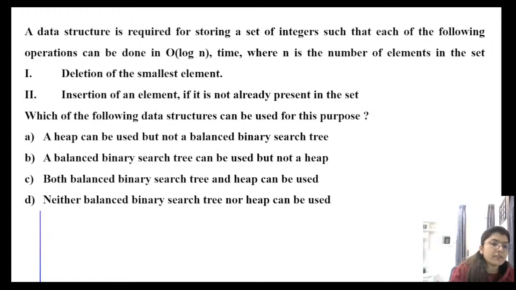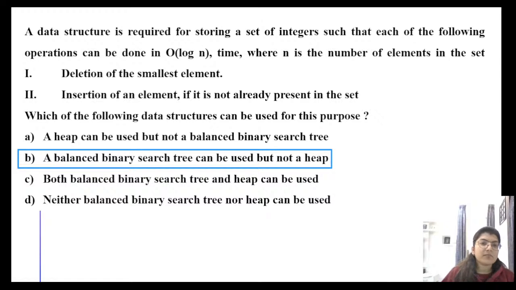So the correct answer to this question is that a balanced binary search tree can be used but not a heap. Why? Because they are saying that whatever operation you are performing, whether it's deletion of the smallest element or insertion of an element, the time must be order of log n. Now suppose I have this as my binary search tree. Let's take an example for it.